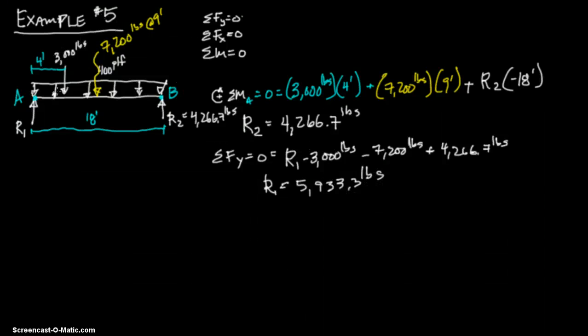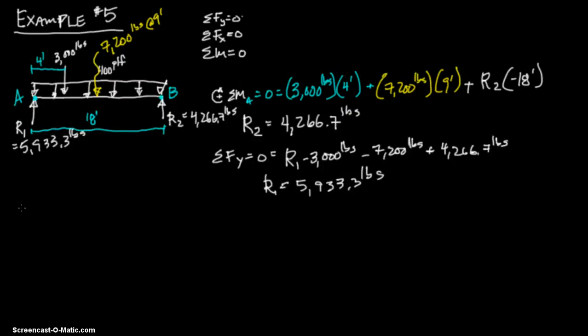And you can check yourself real quick. The stuff in the negative should equal the stuff in the positive. So let's look at our two reactions. 4,266.7 plus 5,933.3 equals 10,200. So 7,200 plus 3,000 equals 10,200. And those match up. And I'll look at the example here, and it looks like we match up with them as well. So we're good. Our reactions are good. R1 equals 5,933.3 pounds. All right, there we go. So we have solved for our reactions. We're ready to go with the shear and moment diagrams.